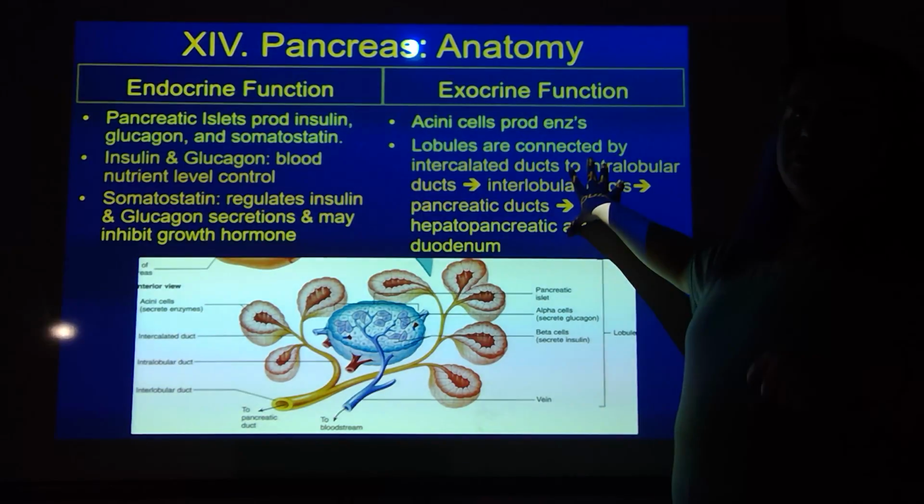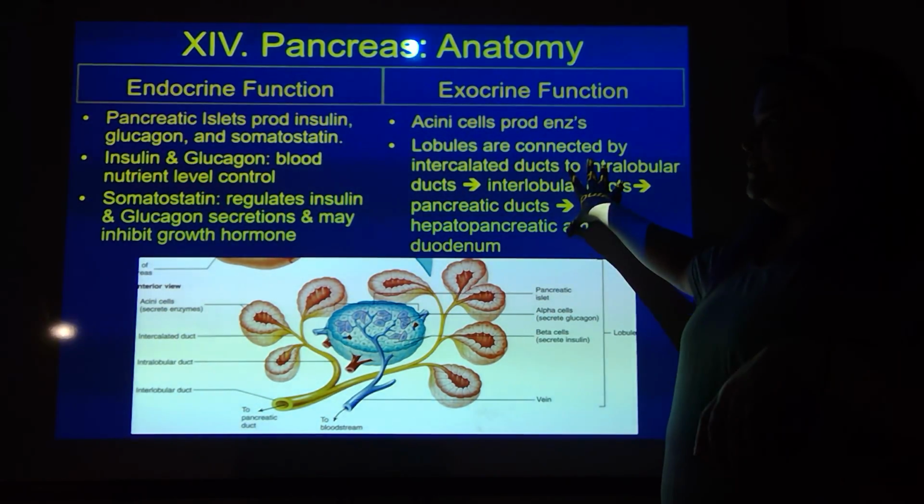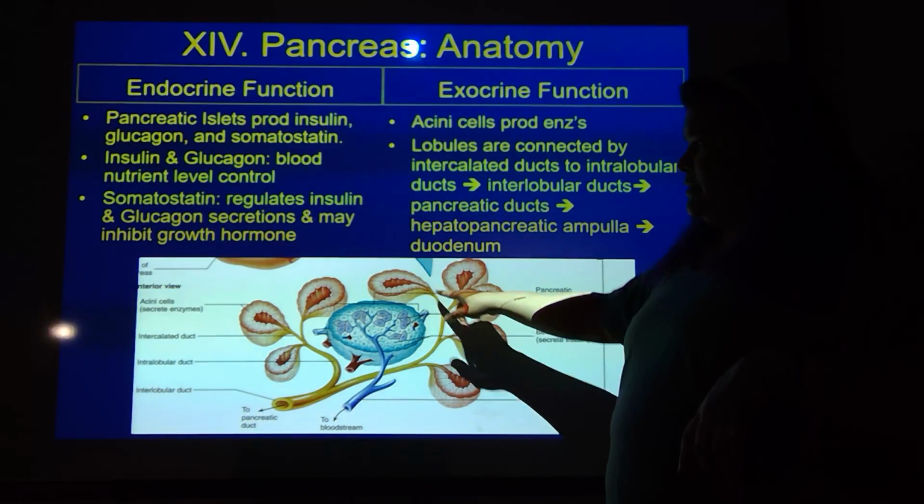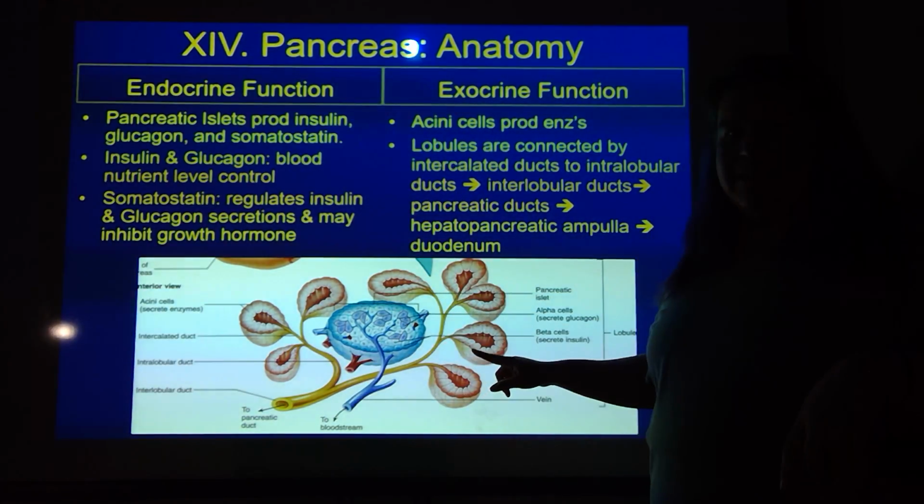We're not positive on that yet. The exocrine function, however, is what we're more interested in for our digestive system. So remember these flower petal cells that I talked about previously?